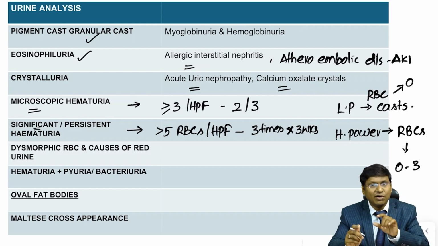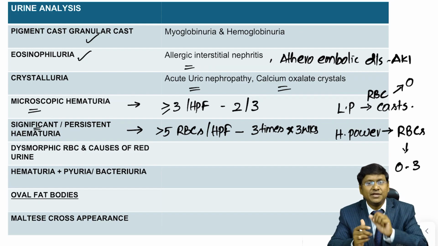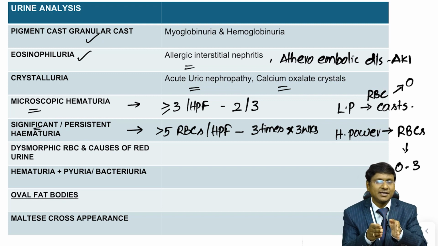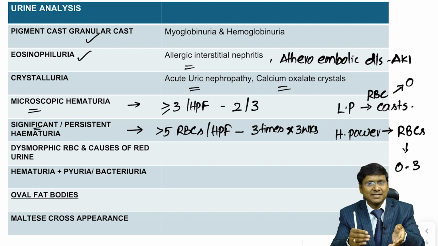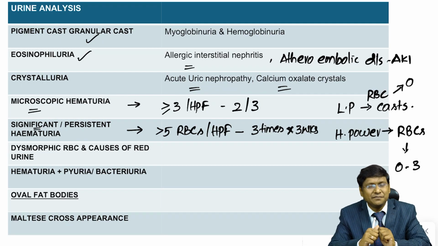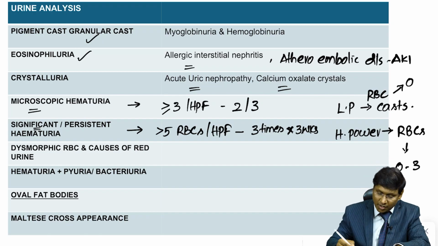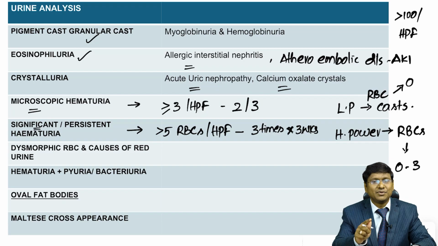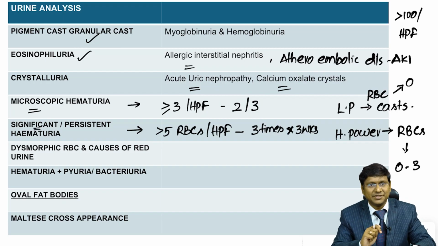Right? In an interval of 3 weeks, that is what we use the term significant or persistent hematuria. That means one sample you are collecting this week, the next sample the other week, the next sample on the 3rd week. So in all these 3 specimens, there should be more than or equal to 5 RBCs per high power field. Or in a single sample, if there are more than 100 RBCs per high power field, then also we use the term significant or persistent hematuria, right?